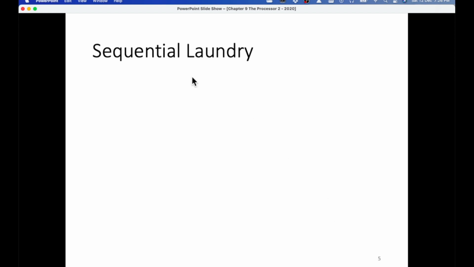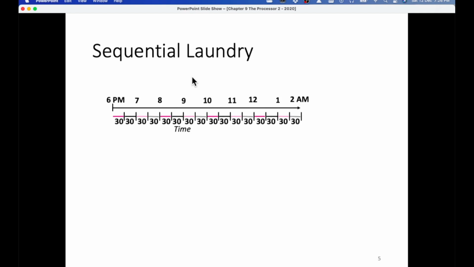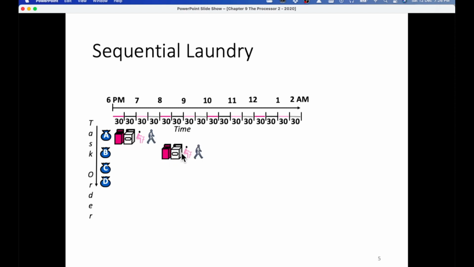In a sequential laundry, let's say we have the time frame here, and we have the student task order. First Ali will do the laundry: four stages, washer, dryer, folder and stasher. And then Botak, washer, dryer, folder and stasher. After Ali finishes, Botak will do his laundry. And then Chin, after Botak finishes, and then Devi.